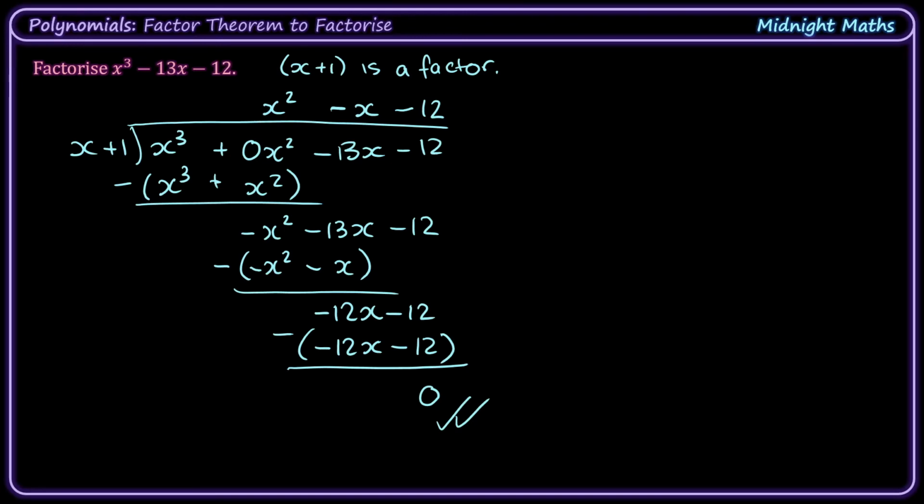Alright, now let's put our polynomial and write it out as the divisor multiplied by the quotient. It's x plus 1 multiplied by the quotient which we've just found, x squared minus x minus 12. And now, because the question is to fully factorize, let's see if we can continue to factorize our x squared minus x minus 12. And we can do that with the cross method.